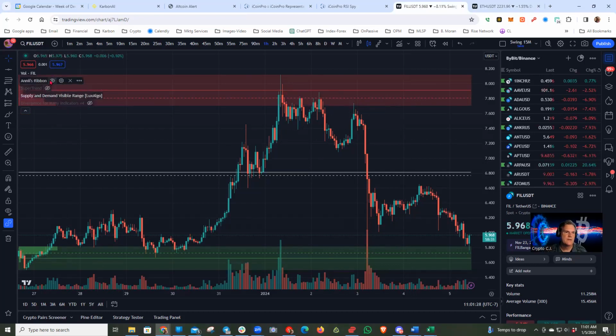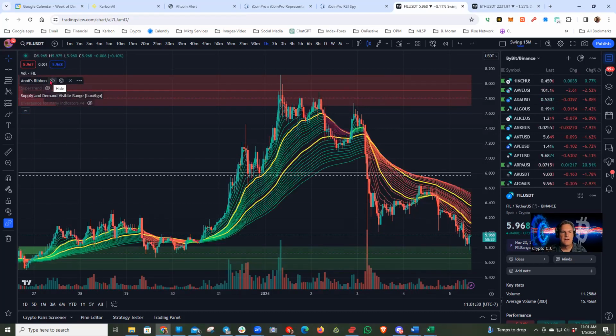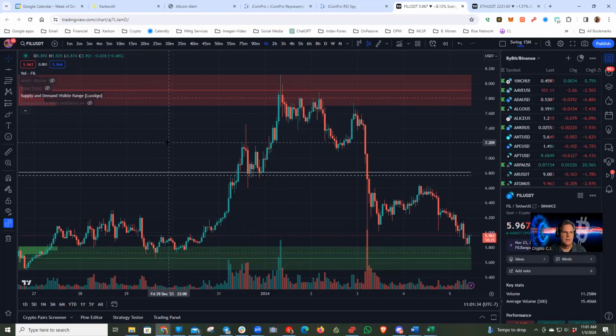This is Annie's ribbon. It's a free indicator on TradingView, and I'll get to that in a minute. You should recognize the supply and demand visible range, which I have on my other chart as well. I don't have any Bollinger Bands or anything like that.